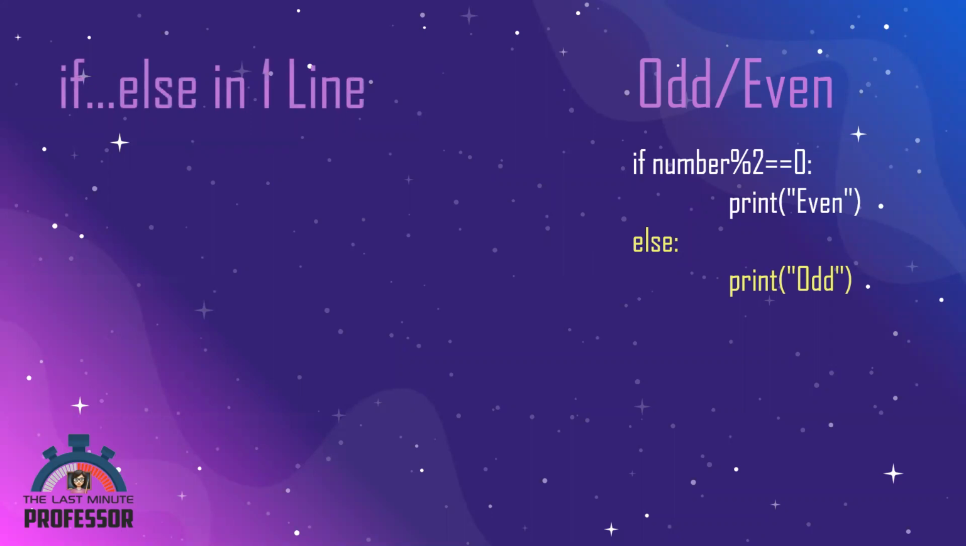The first thing to note is that this method is applicable only when you have one line of code under if and one line of code under else, as you see in this example. Now let's see how to write it.